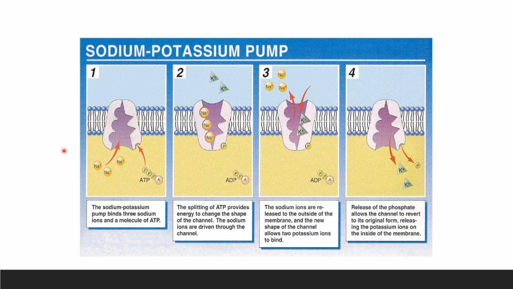So first is the attachment of sodium, then hydrolysis of ATP, then phosphorylation, then conformational changes, and it will extrude 3 sodium ions outside. And then the potassium ion will attach, there will be dephosphorylation of the alpha subunit, it will return to its previous conformation and it will release the 2 potassium ions inside the cytoplasm.